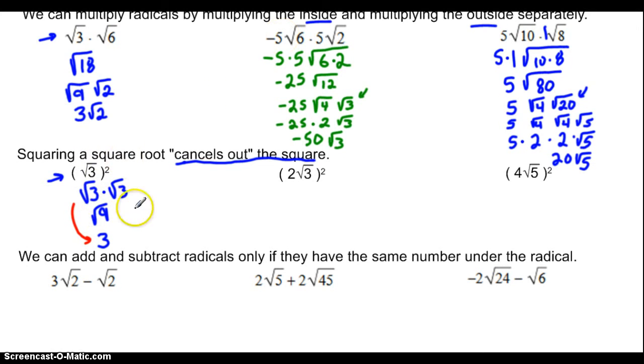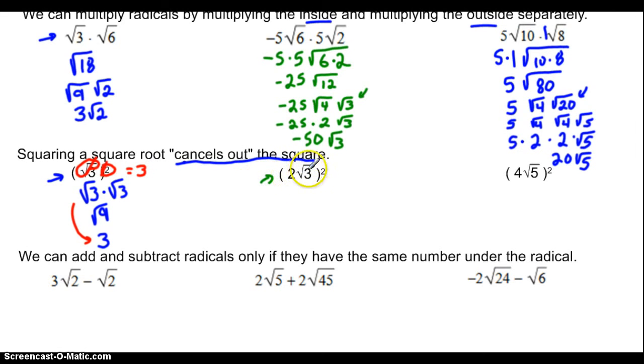We could have done this a little faster if we realized that, hey, squaring and taking a square root are inverse operations, and they tend to undo each other or cancel each other out. And so when you see these things, you can just cross them out together and realize that the square root of 3 squared is just 3. It gets a little tricky here with the next one.